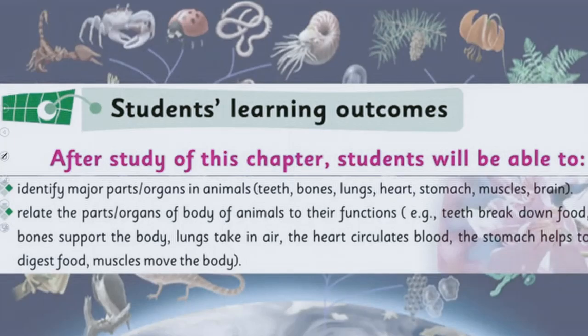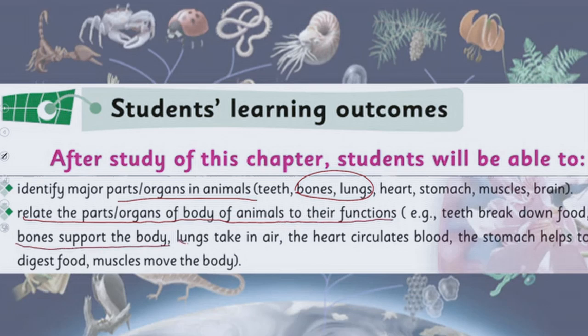So my dear students, in today's lecture, the students will be able to identify major parts and organs in animals. Today we will discuss bones and lungs and relate the parts and organs of the body of the animals to their function. So today we will discuss that bones support the body and lungs take in air. So these are the functions of these two body parts.